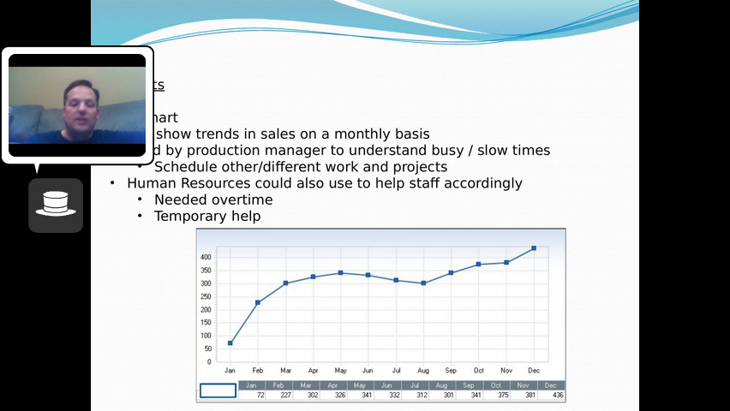So on our chart here at the bottom as our visual example, we have the months going across the horizontal axis there, and the number is also underneath. January has had 72 sales, February 227, and so on.